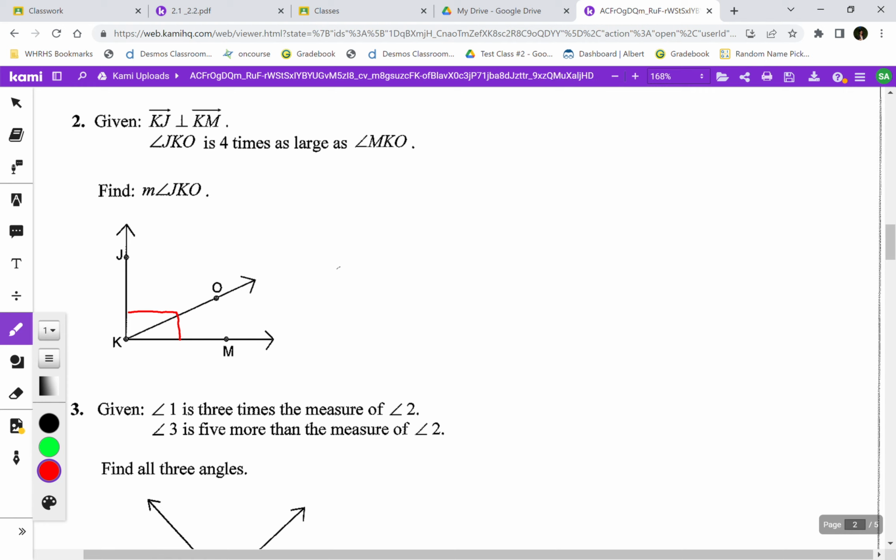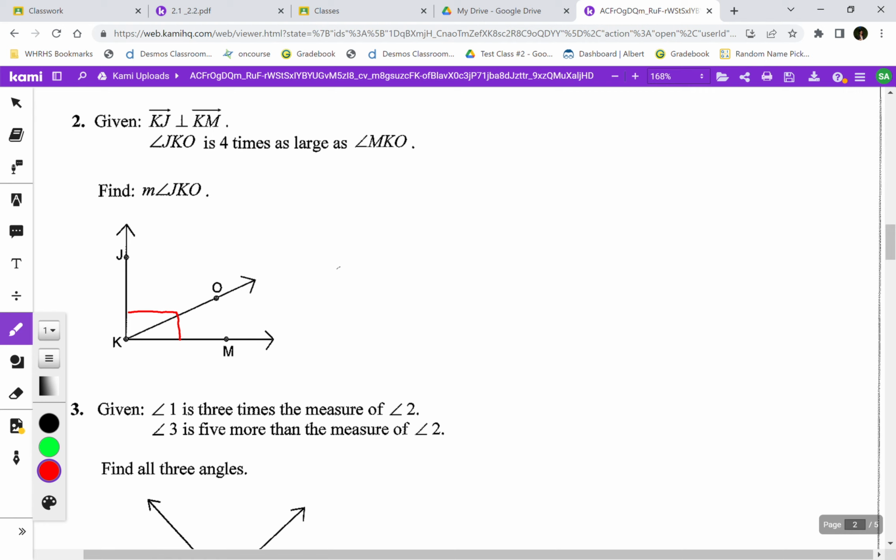So now let's keep going. Angle JKO is 4 times as large as angle MKO. I'm going to choose the smaller angle here. When it says JKO is 4 times as large as angle MKO, which one has to be smaller?